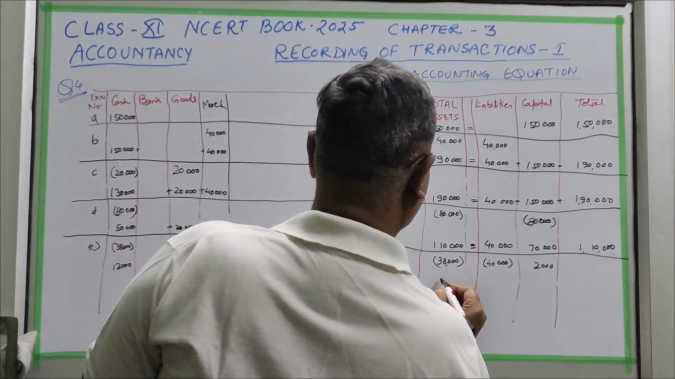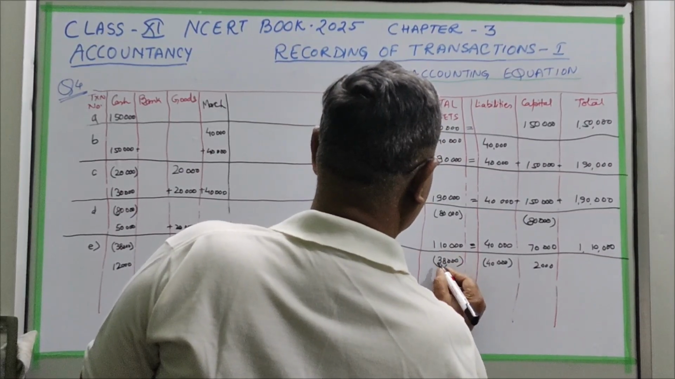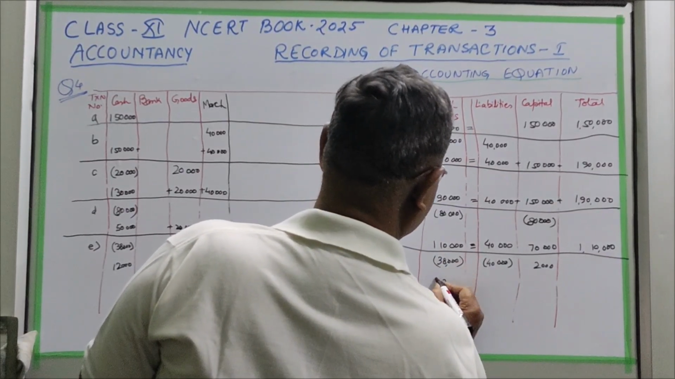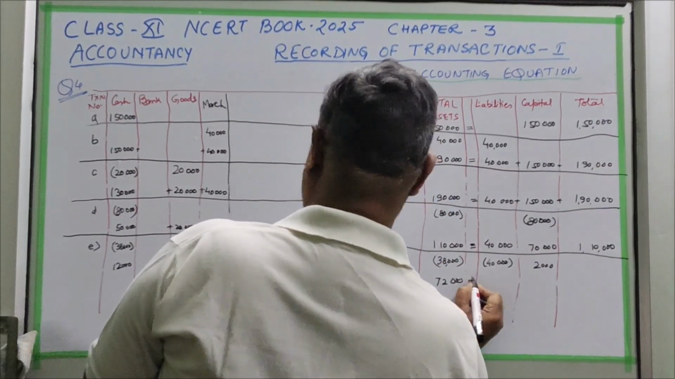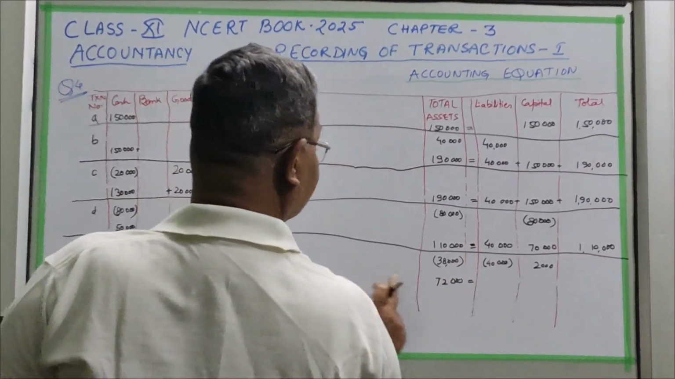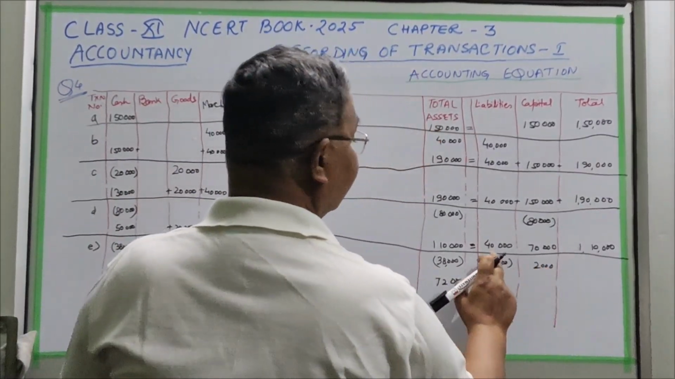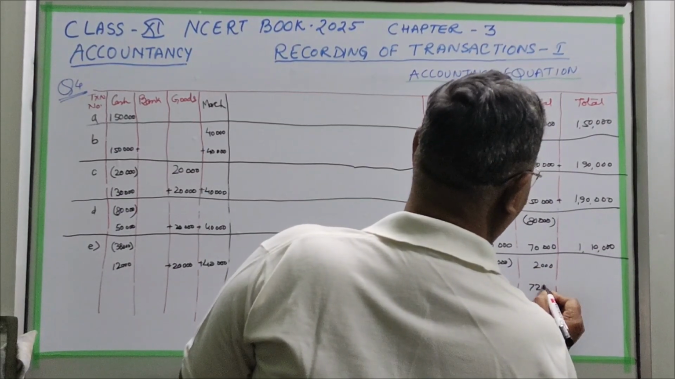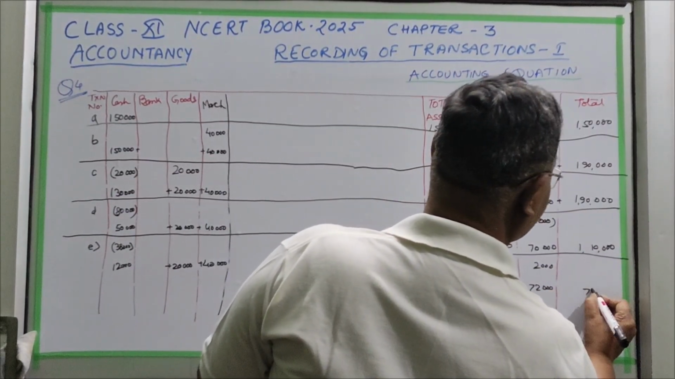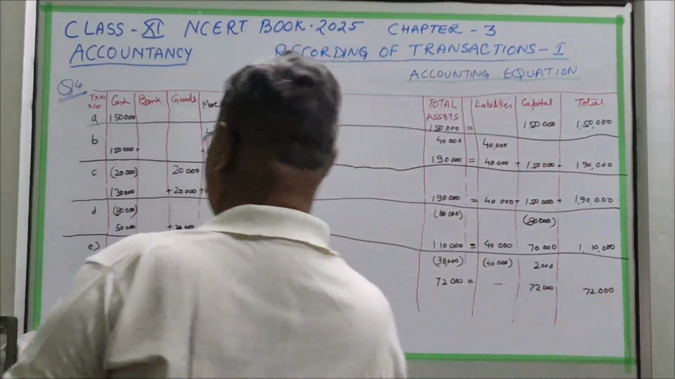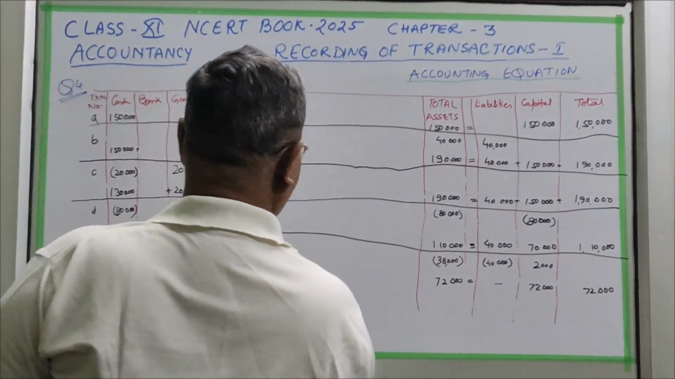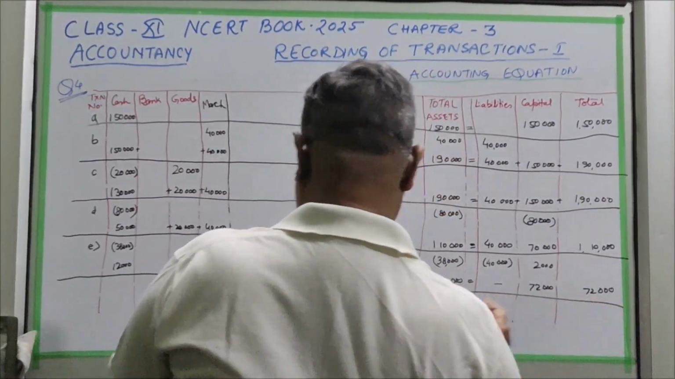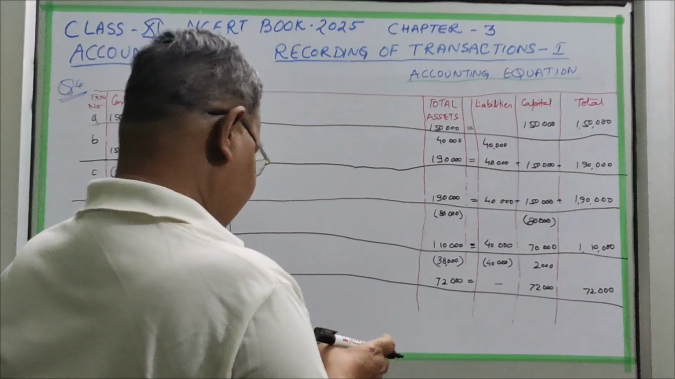So it will become 4, 7, 11. And here also it will come here. And what is the position here? It will become 72,000 and total is also 72,000. And your equation is balanced. Okay, like this it will go on.